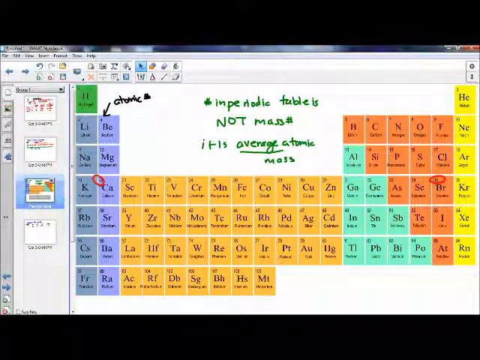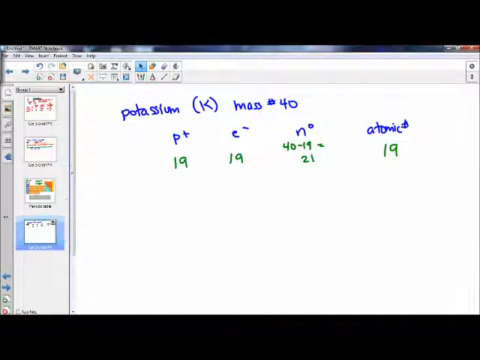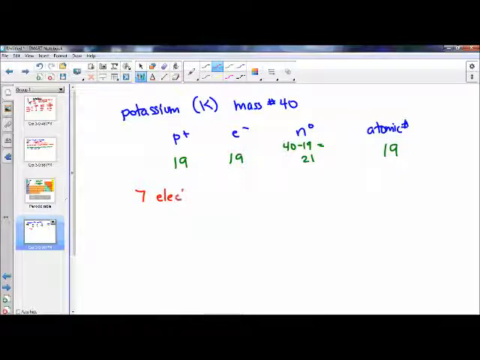Okay, one more example. Let's take a look at an element with 7 electrons and a mass number of 15. And again, I want protons, electrons, neutrons, atomic number, and this time I also want the name of the element.